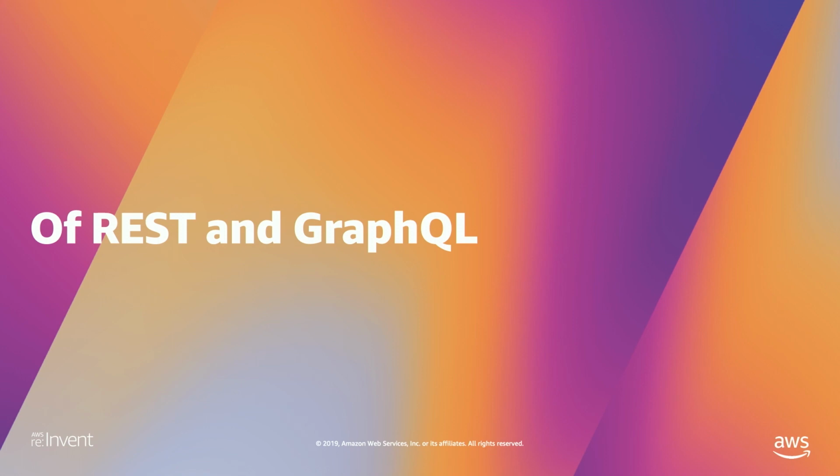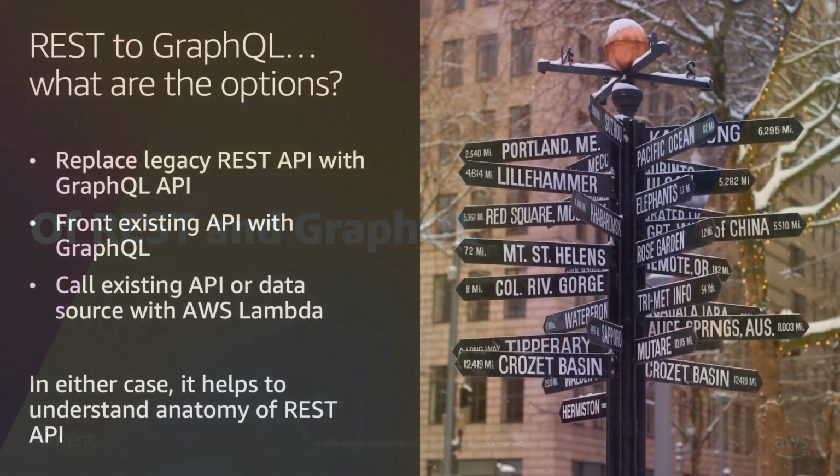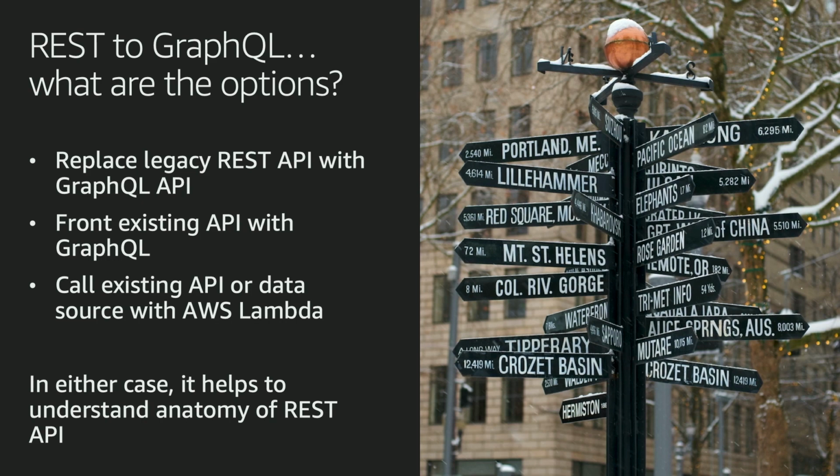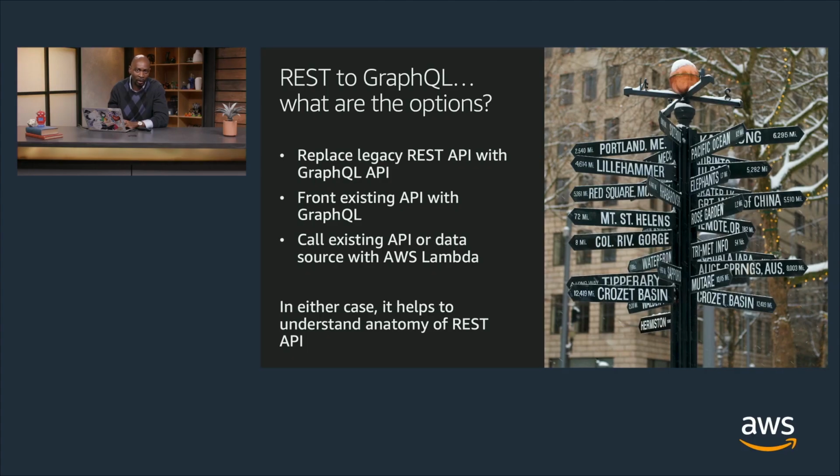So let's talk a little bit about REST and GraphQL. I mentioned earlier that there's a couple of options, a couple of techniques that you can use if you want to move from REST to GraphQL. So what are those options? The first thing that you could try to do is replace your legacy REST API with a GraphQL API. That is what I did in my demo when I moved the team information away from the REST API into DynamoDB with data types that were mapped to a DynamoDB table.